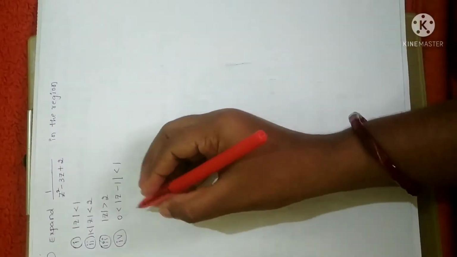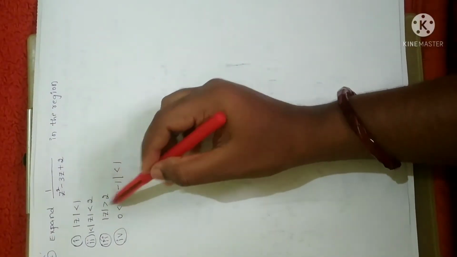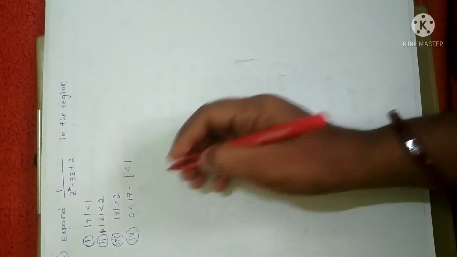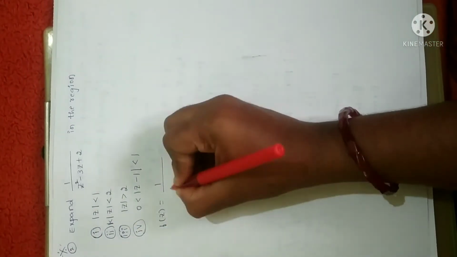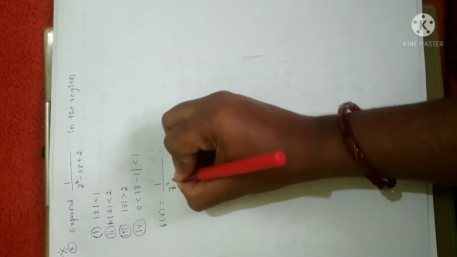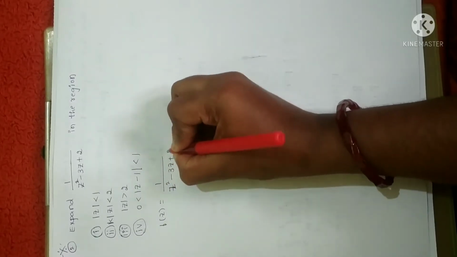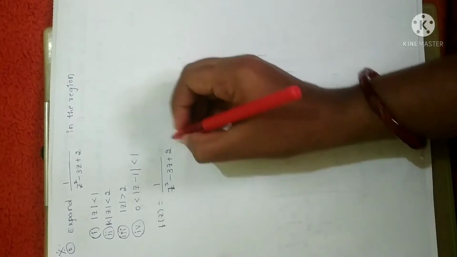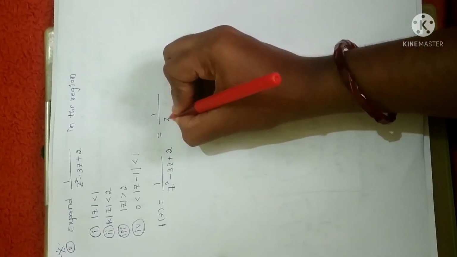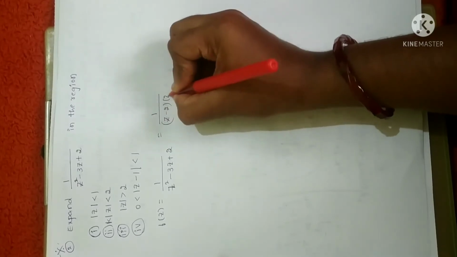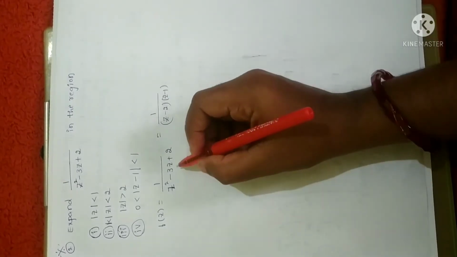Here is the second problem, and it is an important problem. It is quite different. So we have to expand this in the region given. Before that, let me take the given function as f of z. It is taken as f of z is equal to 1 by z square minus 3z plus 2. Now we have to factorize the denominator. Use the factorization method and factorize it. You will get z minus 2 into z minus 1. So you just apply the factorization method.